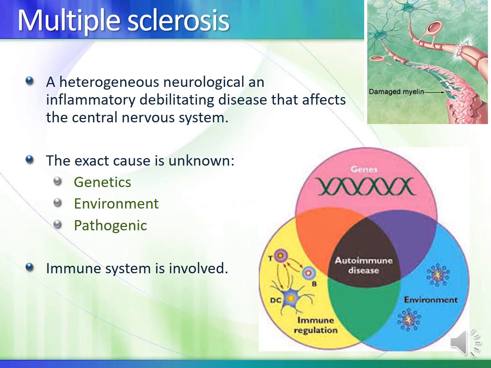Okay, so each one of these factors, if you go back to the threshold model that we talked about in multifactorial inheritance, can contribute a little bit to the development of multiple sclerosis.